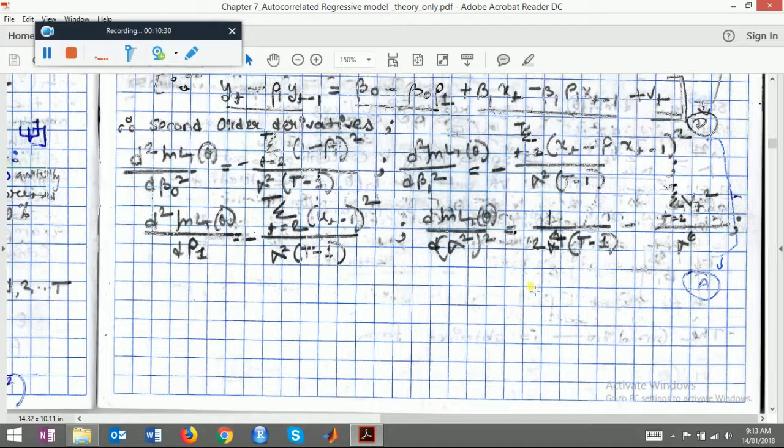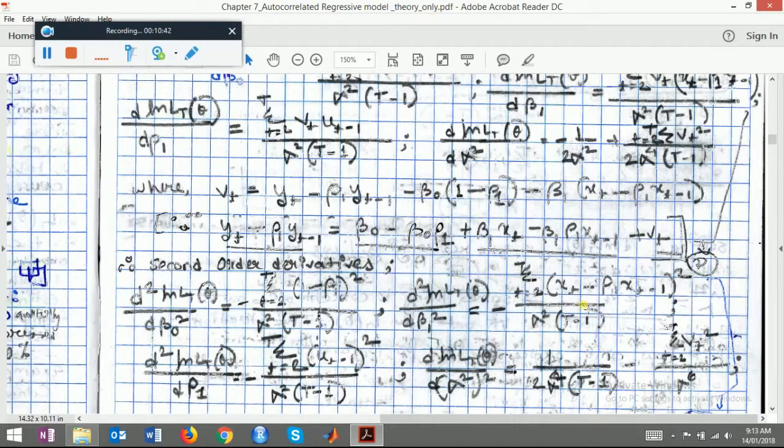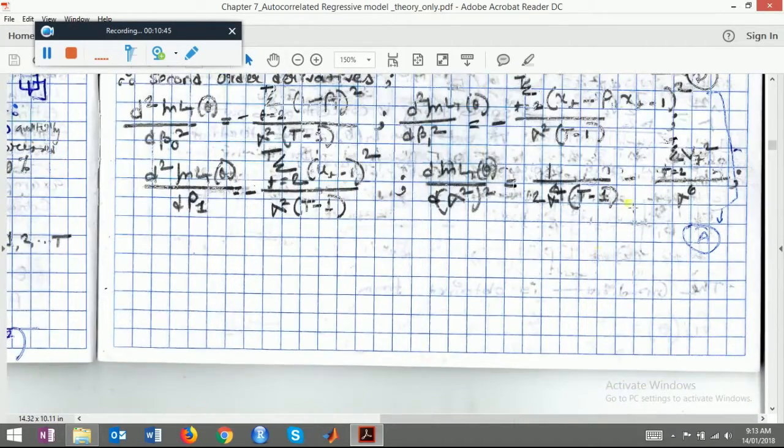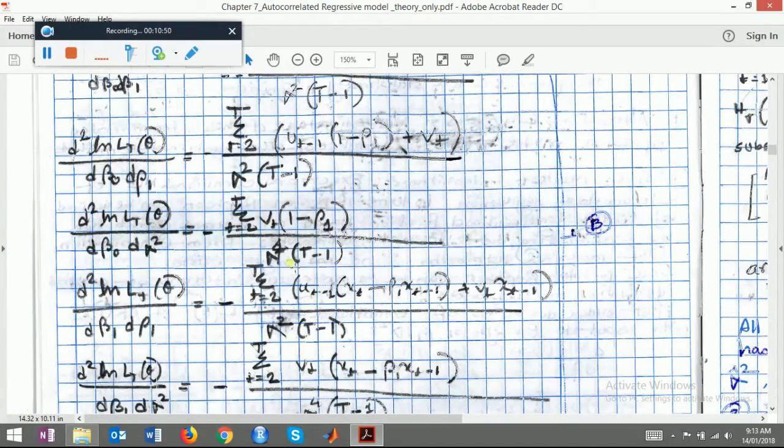So instead of Vt square, now you'll have 1 Vt and 1 minus rho 1 from beta naught. So from sigma square, you are having 1 Vt, this term vanishes, you have 1 Vt, and 1 minus rho 1. Now beta 1 rho 1, so from beta 1, beta naught was Ut minus 1, so beta 1 is Ut minus 1, beta naught rho 1 was Ut minus 1, 1 minus rho 1.